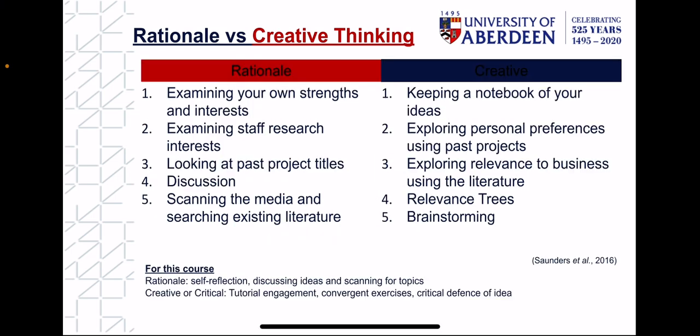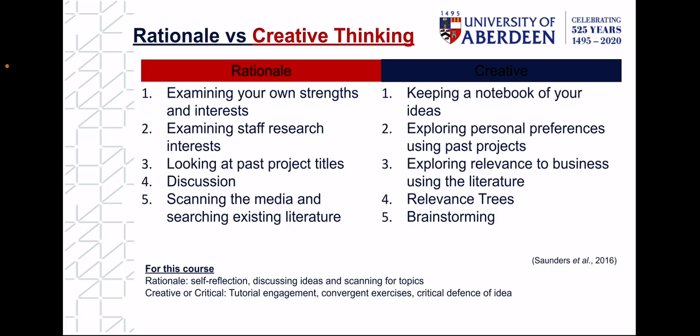So let's look at some of the underpinnings shaping rational and creative thinking. We've seen how to generate ideas. Now we need to consider how to test these ideas. But before testing these ideas, let's look at some of these underpinnings, right? In terms of rationale here, you're able to examine your own strengths and interests. You're able to look at past project titles and discussions. You're able to scan the media and you search for existing literature. While for creative thinking, you are able to keep a notebook of your ideas.